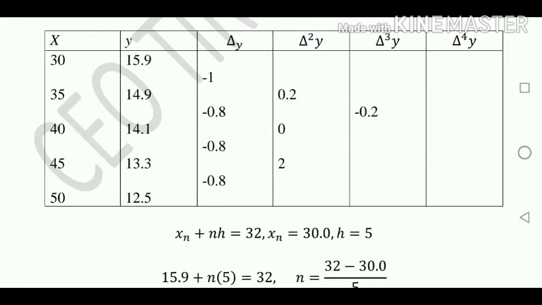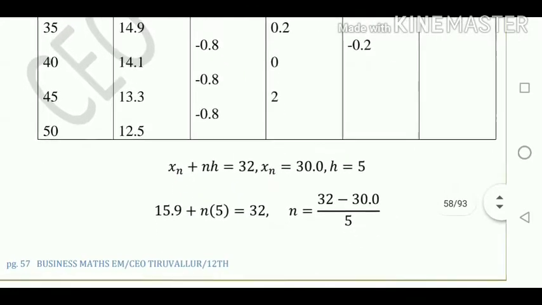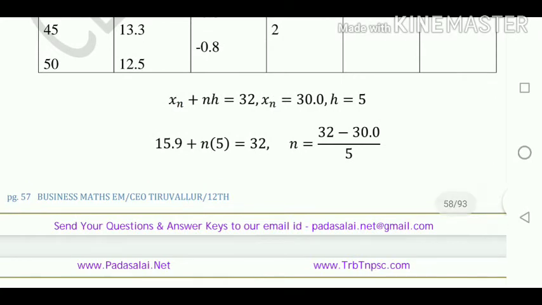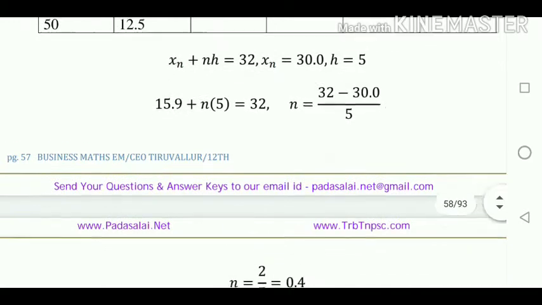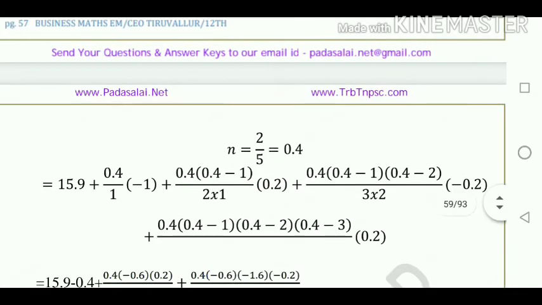So delta square y equal to minus 0.8 minus of minus 1, we are getting 0.2. Likewise, we are getting the values of delta square y as 0.2, 0 and 0, and delta cube y equal to 0.2 minus 0.2. Now substitute these values in the formula. Now find the value of n. x equal to x0 plus n into h, where x is 32, x0 is 30 and the value of h equal to 5. So the value of n equal to 32 minus 30 divided by 5, we are getting 0.4.